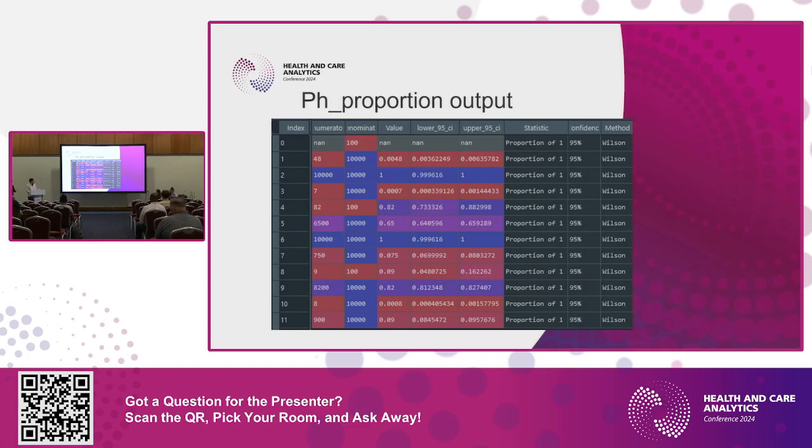This is the output that you would get for your proportion function. It's returned as a data frame. The majority of the functions are created to be used on data frames, so the outputs are all data frames. You can see it does give you your confidence intervals and your values. You can change the confidence intervals, and also a lot of the functions allow you to group by different columns if you want other columns involved, or if you want to group by certain things like, for example, gender or ethnicity or areas.